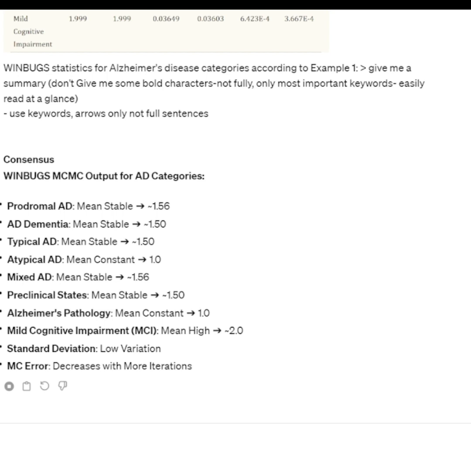WinBUGS MCMC output for AD categories. Prodromal AD, mean stable 1.56. AD dementia, mean stable 1.50. Typical AD, mean stable 1.5. Atypical AD, mean constant 1.0. Mixed AD, mean stable 1.56. Preclinical states, mean stable 1.5. Alzheimer's pathology, mean constant 1.0. Mild cognitive impairment, MCI, mean high 2.0. Standard deviation shows low variation, which decreases with more iterations.